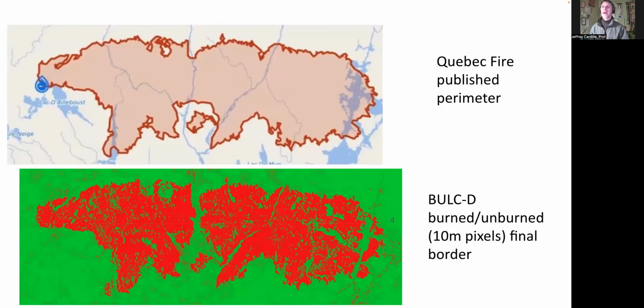So here, just as an example, shows a particular fire, a well-known fire in Quebec from a couple of years ago, 2 or 3 years ago, the published perimeter on the top, and the burned and unburned final border in the bottom. You might wonder, it looks like a bear to me. You might wonder at the stomach of the bear why it's considered still green and unlikely to have burned. And the reason is it's actually a large reservoir down the middle of where this fire was.